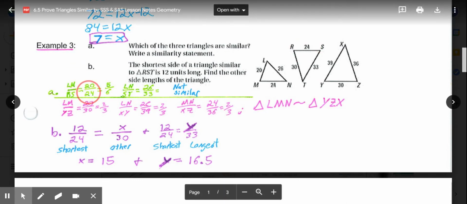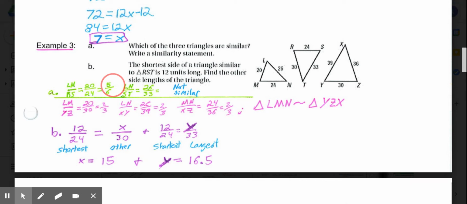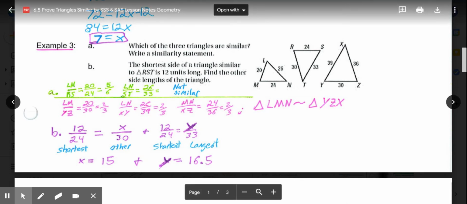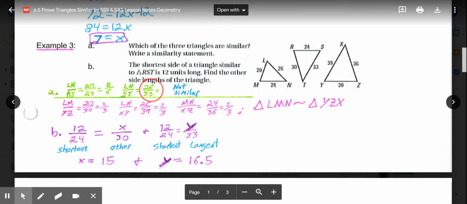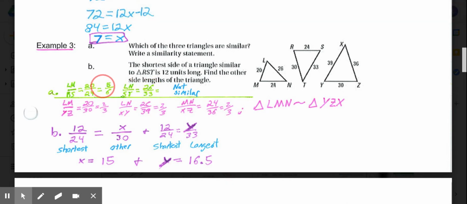So LM over RS is 5/6. Now if I use my longest sides, LN, 26, and ST, 33, 26 over 33 does not simplify to 5/6. So I don't even need to check the other side. I know those two triangles are not similar.